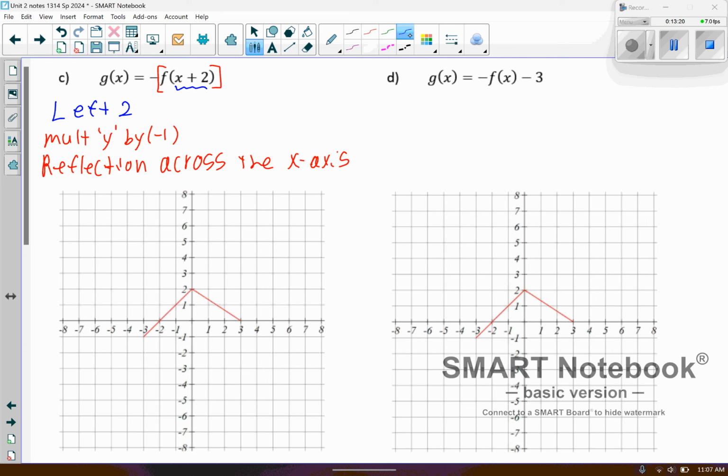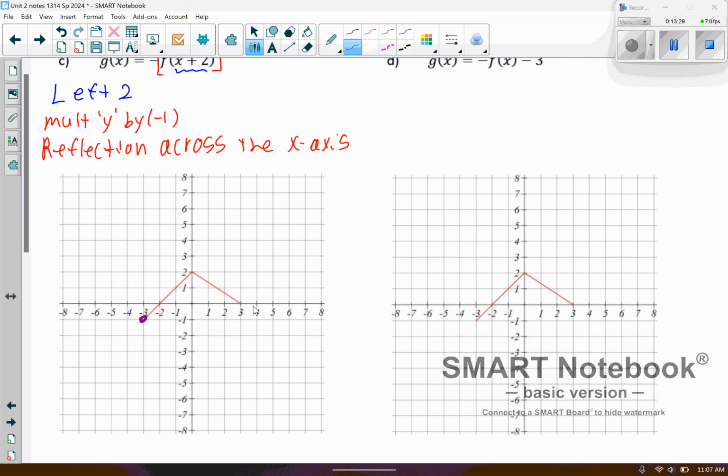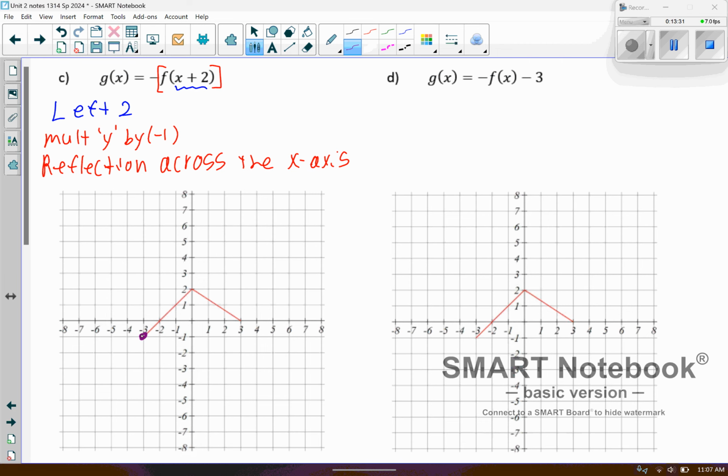All right, so let's go ahead and do this. Once again, I'll try to color code this a little bit. I'm going to start right here, and I'm going to go to the left 2, 1, 2 right here. And then I have to reflect across the x-axis right here. So I'm going to flip across, and I'm going to end up right there. So that first point ends up right there.